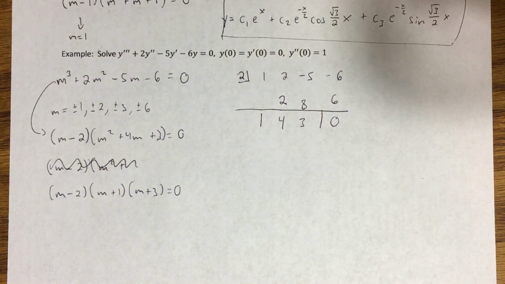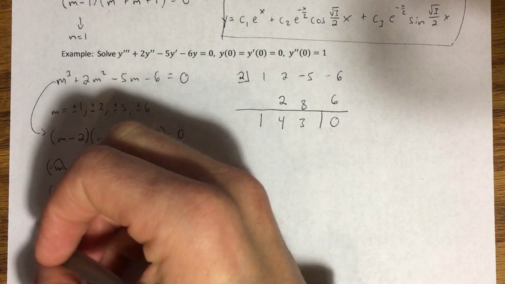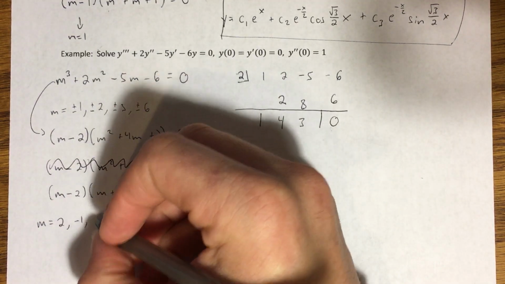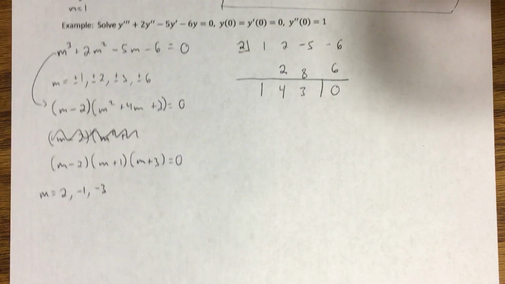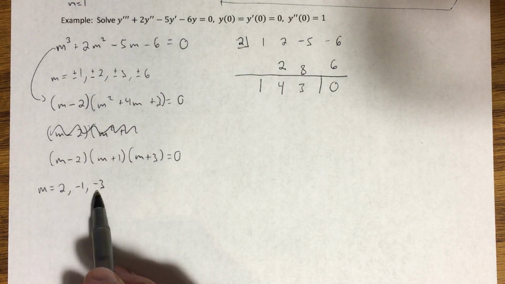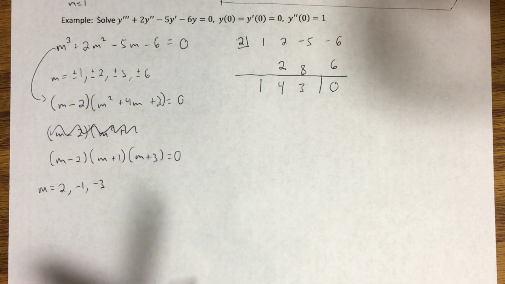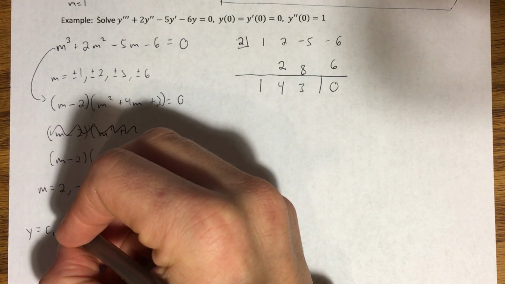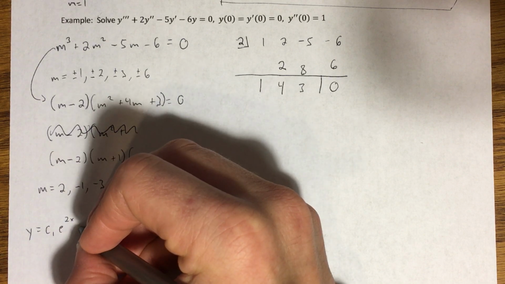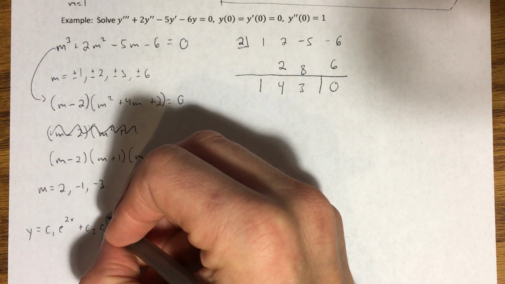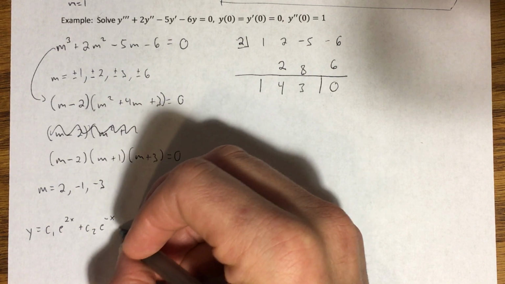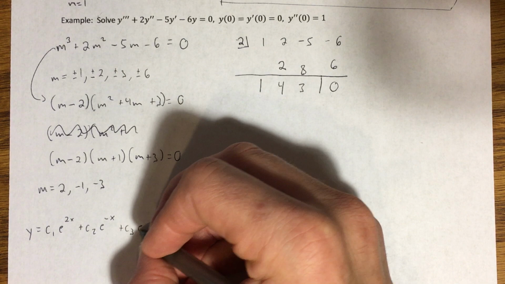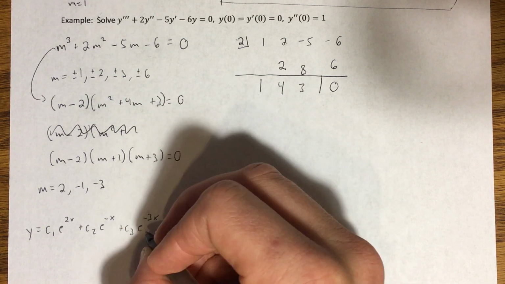Okay? Now, this means that we have 3 solutions. So I have m equals 2, negative 1, and negative 3. These are all distinct real roots. I have no repeated roots, no complex roots. This gives me the general solution, y equals c1 e to the 2x plus c2 e to the negative x, plus c3 e to the negative 3x.